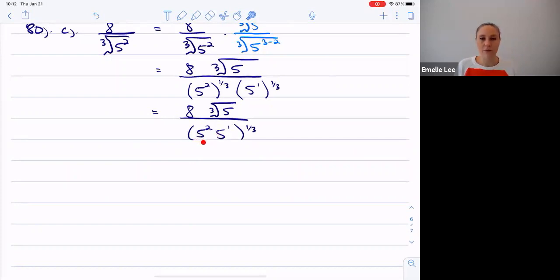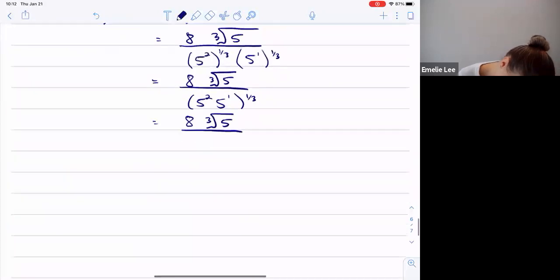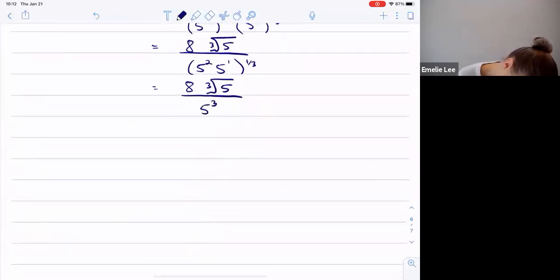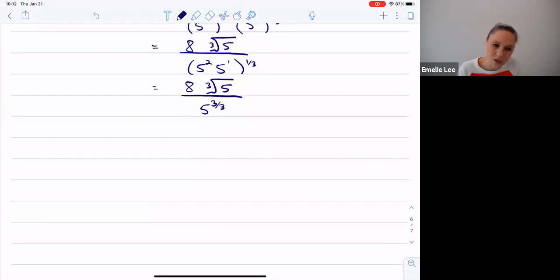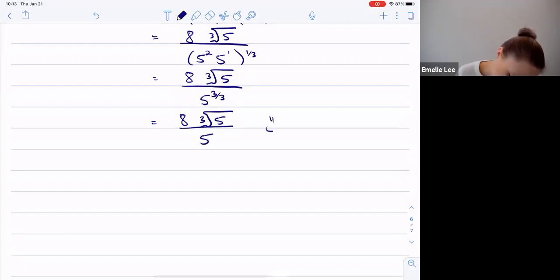I've got the same base of 5. 5 to the power of 2 plus 1 is 3. So I get 8 and the third root of 5 over 5 to the power of 3 over 3, which is just going to go away, right? So now I'm just left with 5. So 8 times the third root of 5 divided by 5. We did it.